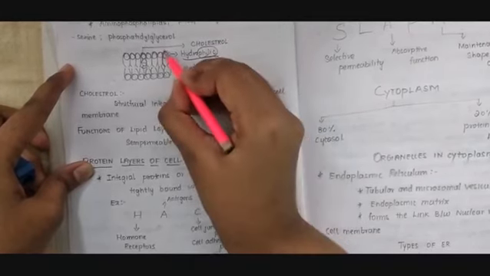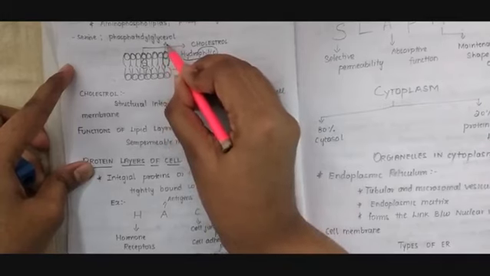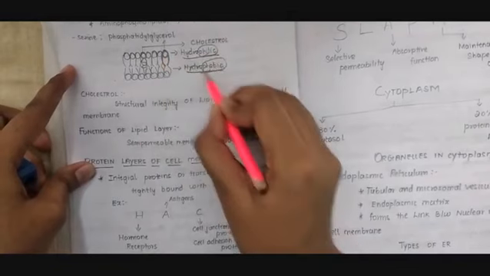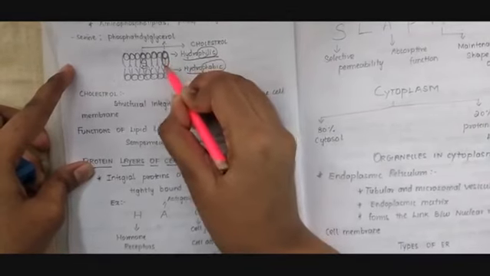As a result, this head portion is towards the ECF, whereas this tail portion, as it is hydrophobic in nature, is towards the ICF.